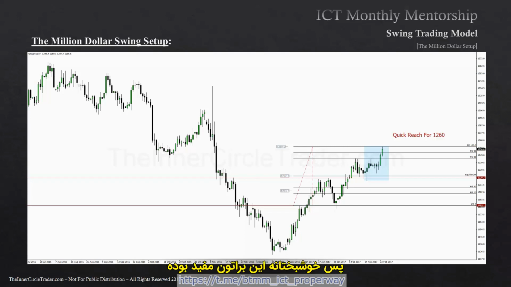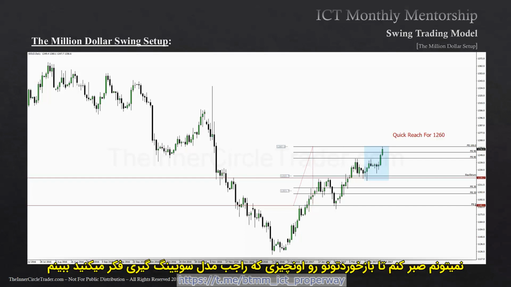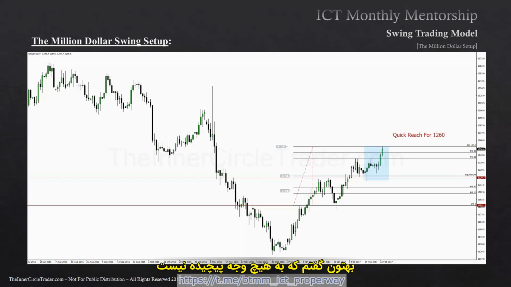So hopefully this has been insightful to you guys. I can't wait to get your feedback on what you think about the swing trading model. I told you it's not complicated at all, but it requires you to think. And you have to go through some of the content that you've already digested, and you have to know some things. If you don't know what SMT divergence is, you've got to do some study on that. And all that stuff is in the free tutorials.